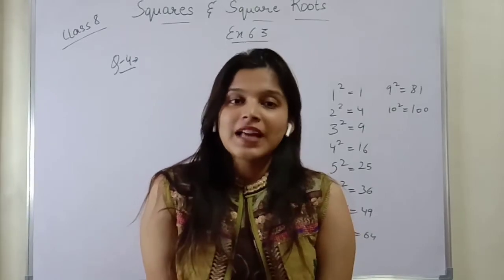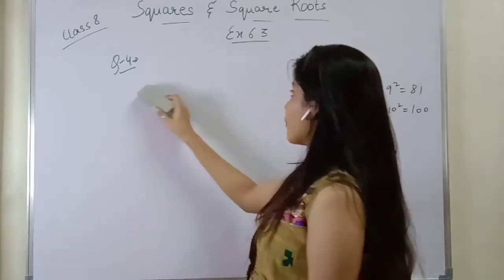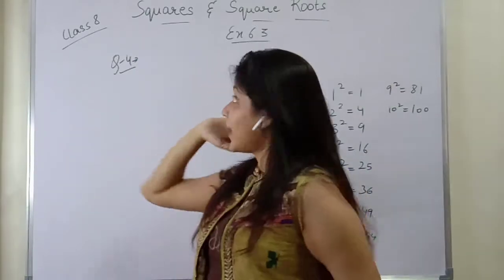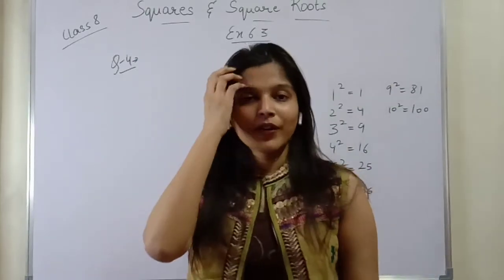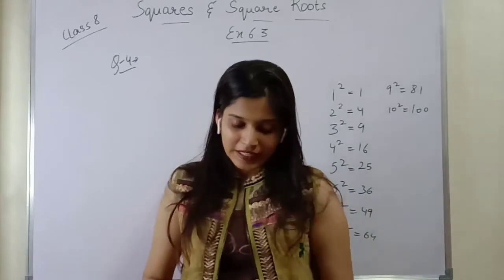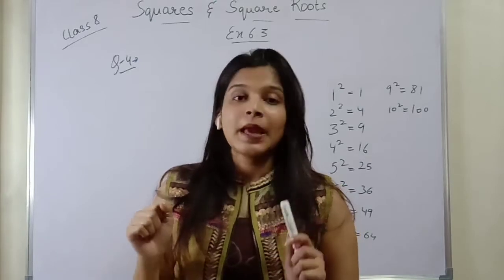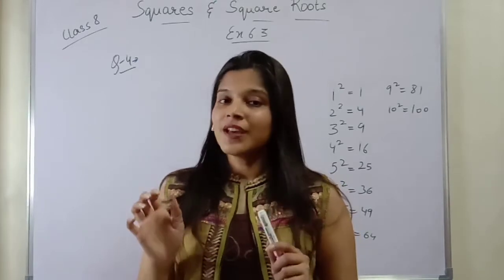Today we will be starting with our question number 4 of exercise 6.3. Chapter name is Squares and Square Roots. Question number 4 is: find the square roots of the following numbers by the prime factorization method.